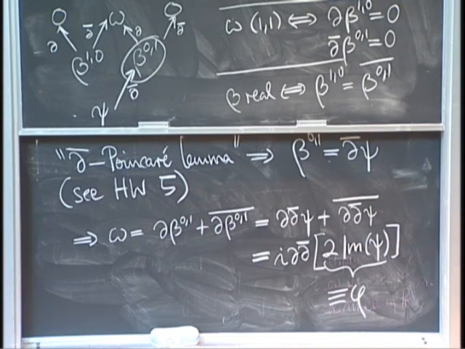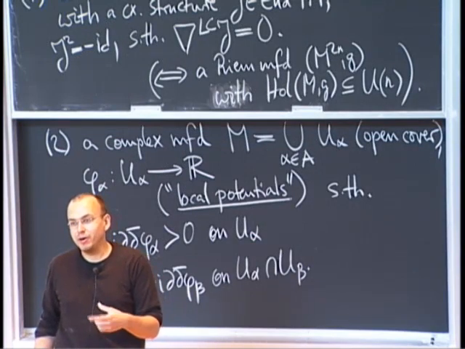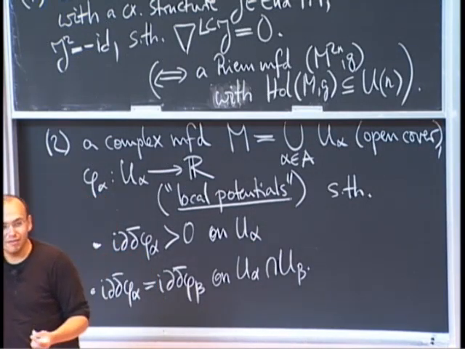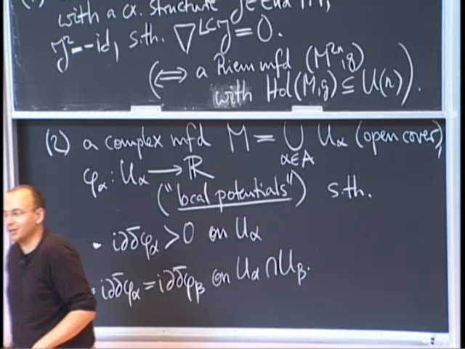So the point is you're covering your manifold by small open sets that are so small that the usual Poincare lemma for d holds on that set, and also that the del bar Poincare lemma holds on that set. And for that it's enough that your patches are isomorphic to the unit ball in Cn, something like that.